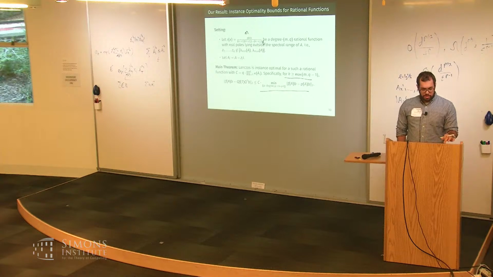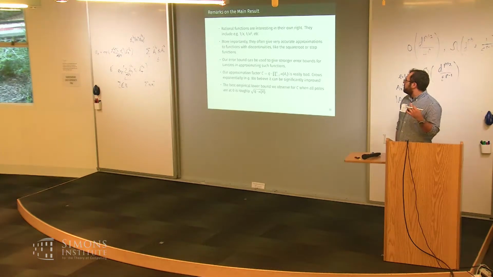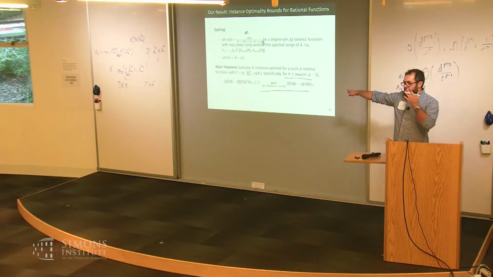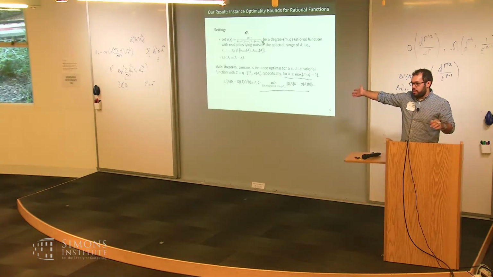Okay, let me make some remarks on this. So why do we care about rational functions? They're interesting in their own right. They can include 1 over x. And for 1 over x, this will match up to some small tweaks. It will give you the instance optimality of CG.